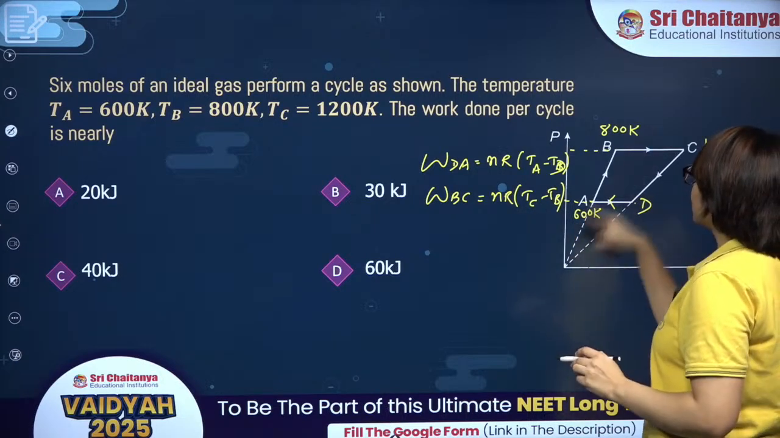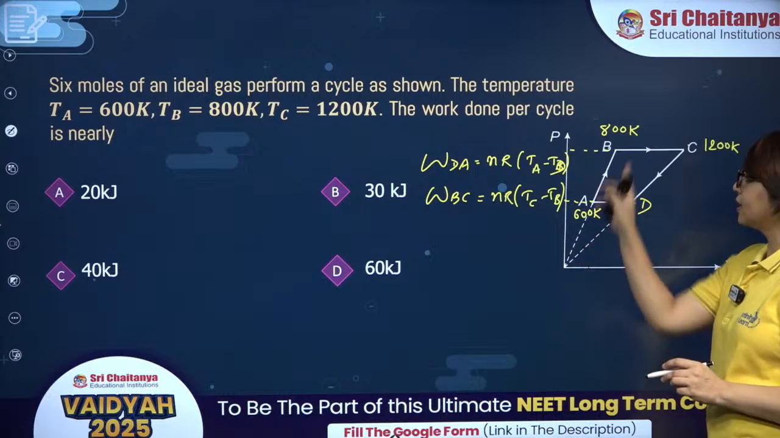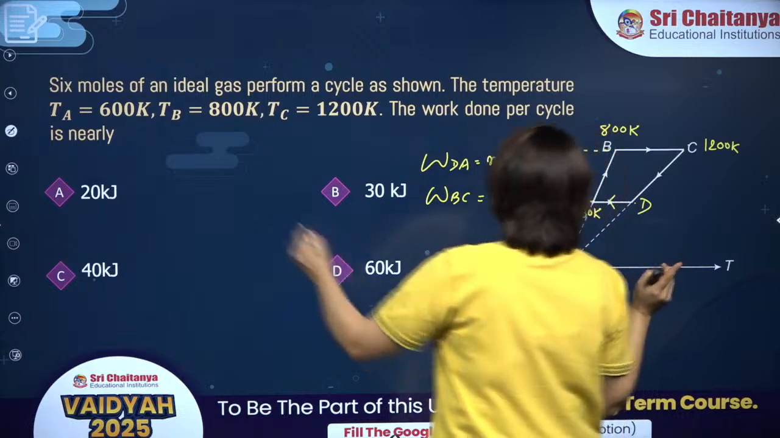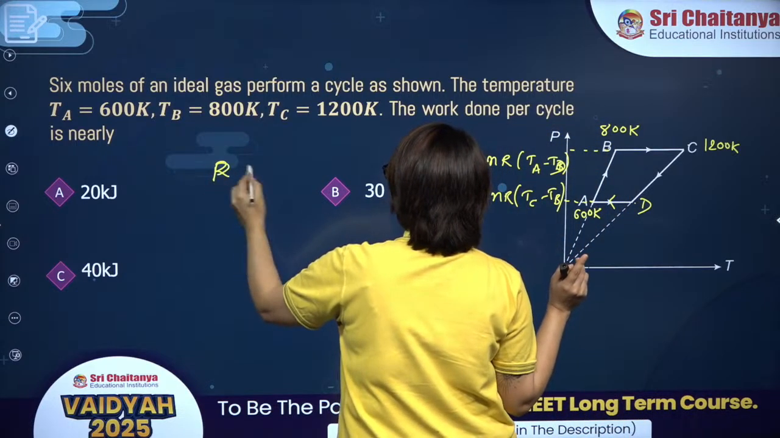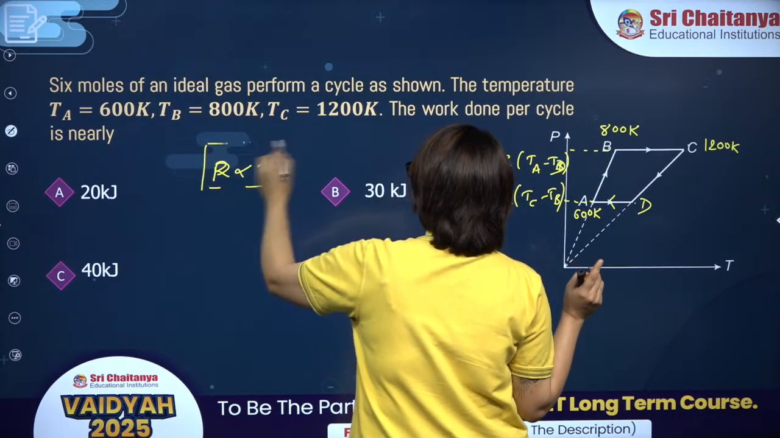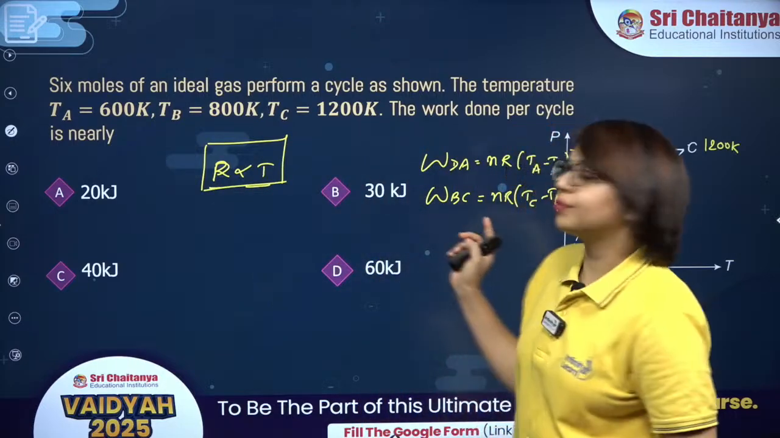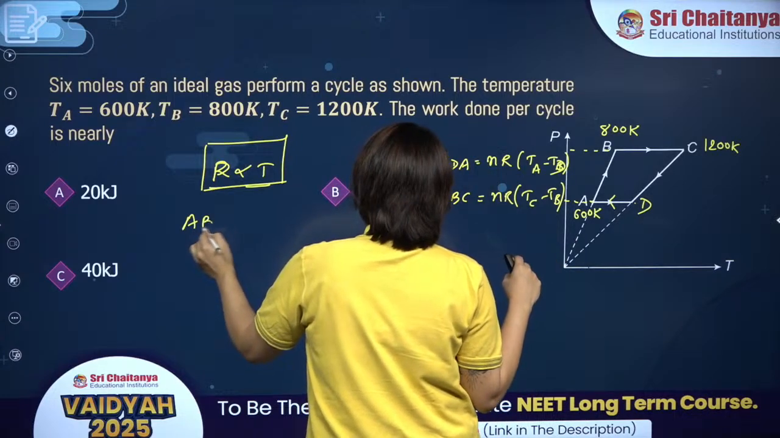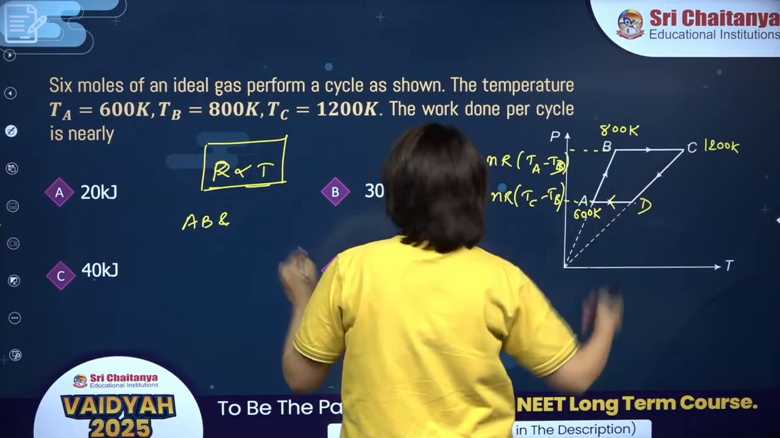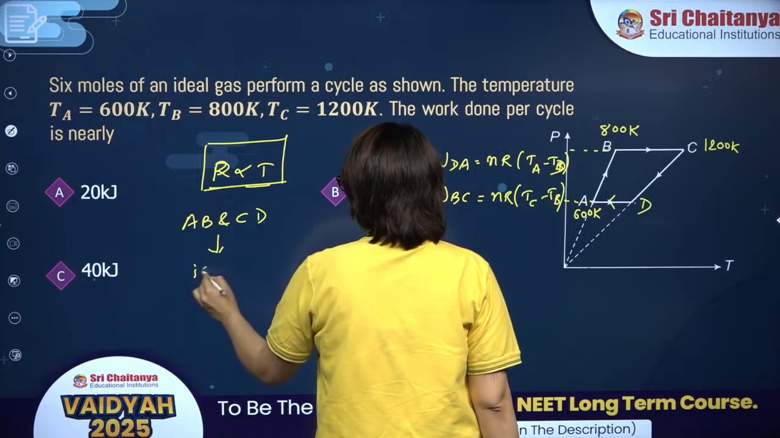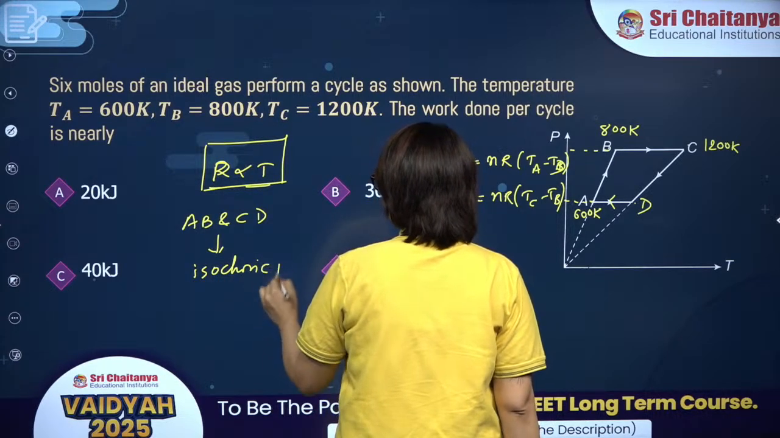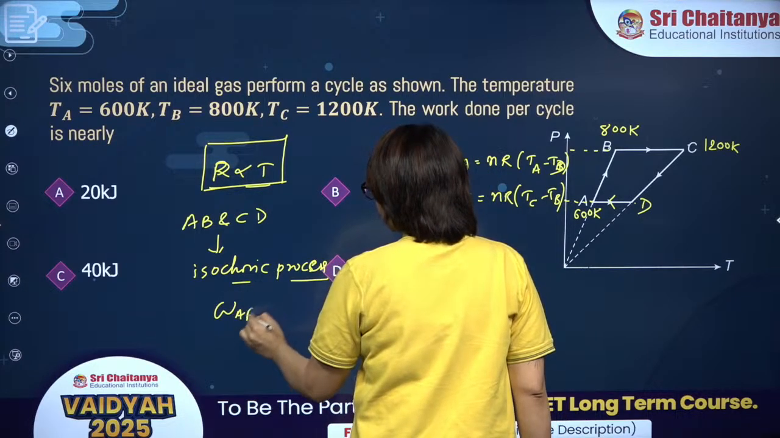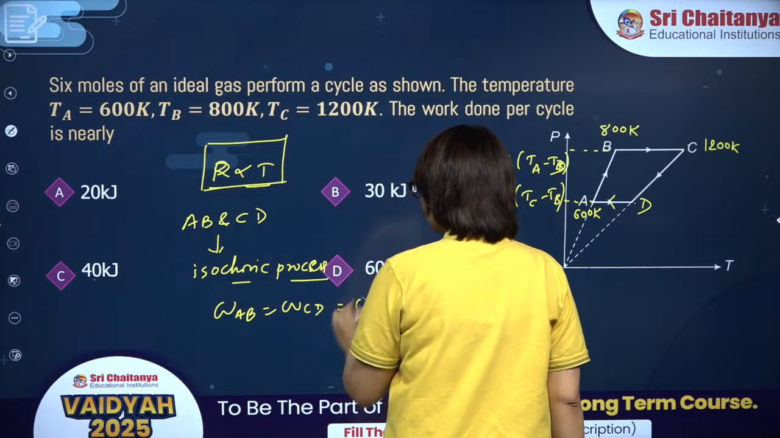Now, the AB process is a straight line and it is between pressure and temperature, right? So over here, pressure is directly proportional to temperature. In which process is pressure directly proportional to temperature? When the volume is constant, right? So this is an isochoric process. AB process and same for CD process are isochoric processes. In an isochoric process, work done is 0 because volume remains constant.